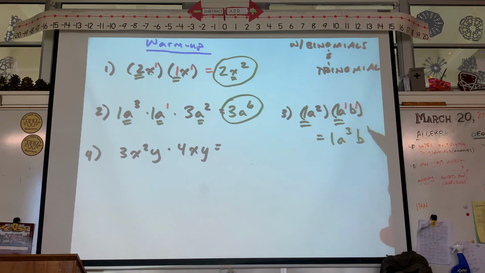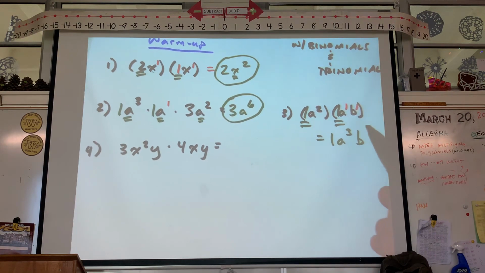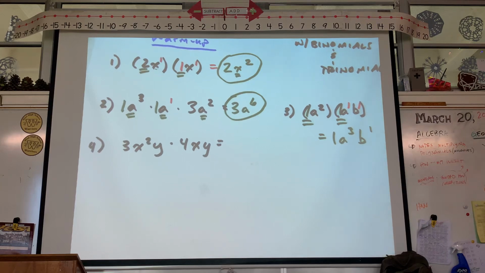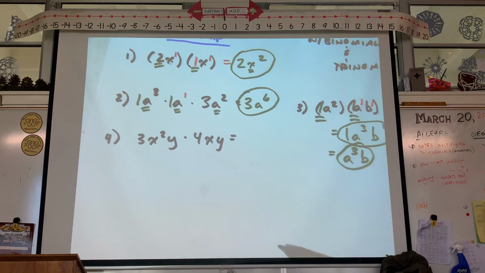And it does not matter if I put the 1 there or not. So this is the same as this. A to the third b. Both of these answers are correct, okay? Both. Doesn't matter. Ninja ones, floating ones, they're all there, invisible all the time anyway.